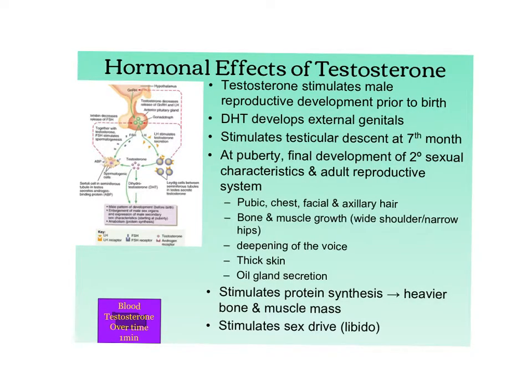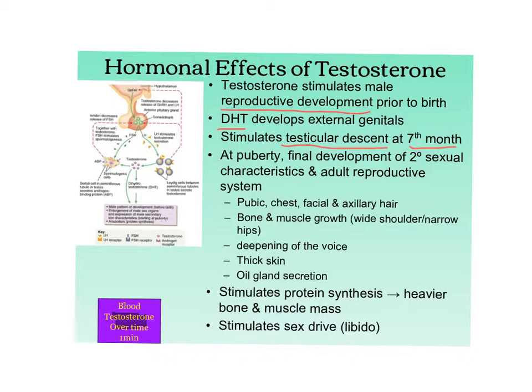And here's just some hormonal effects of testosterone. I'm just going to go over some of these. You're not going to need to know all this. So, obviously it stimulates male reproductive development prior to that male being born. This DHT, this dihydrotestosterone, helps to develop the external male genitalia. It stimulates testicular descent, which means the males' testicles actually come out of their body around the 7th month. I highly doubt you're going to have to remember the 7th month.